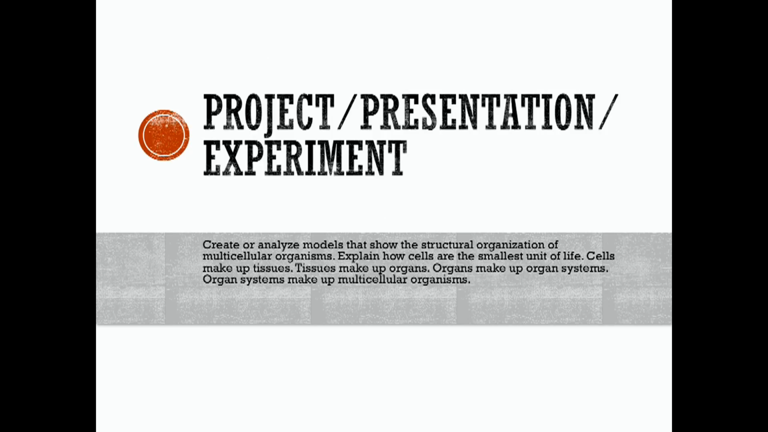All right, friends, after you fully cover the topic of cell structures and functions, you should be able to create or analyze models that show the structural organization of multicellular organisms. You should explain how cells are the smallest unit of life, how cells make up tissues, how tissues make up organs, how organs make up organ systems, and how organ systems make up multicellular organisms. So, I challenge you to create a project, a presentation, an experiment, and show your teacher that you can explain this. Build a model of a cell, label its parts, make it edible so you can eat it afterwards. It'll be great.